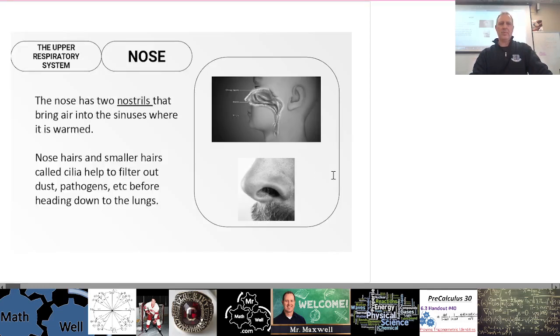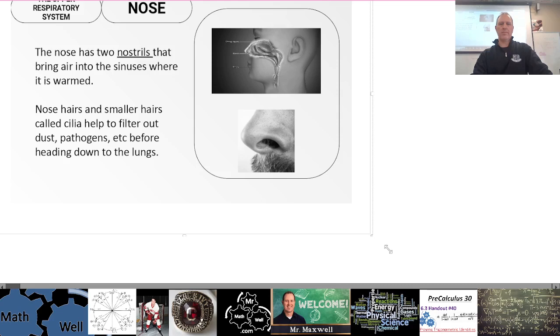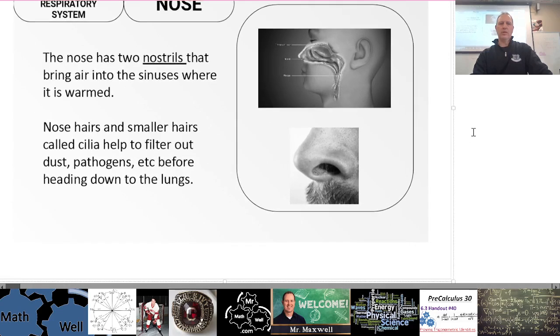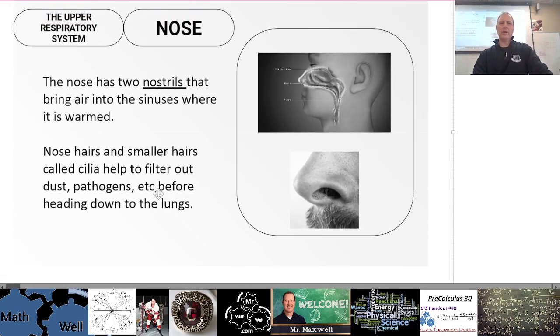All right, the upper respiratory system, the nose. The nose has two nostrils that bring air into the sinuses where it is warmed up. Nose hairs and smaller hairs called cilia help to filter out dust, pathogens, etc. before heading down into the lungs. So your nose hairs actually play an important role in keeping you healthy. They protect from dust particles and also germs.